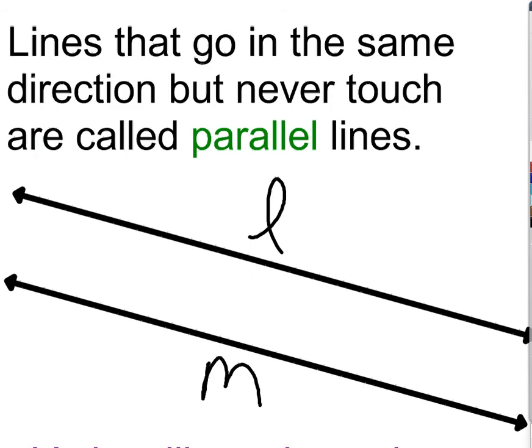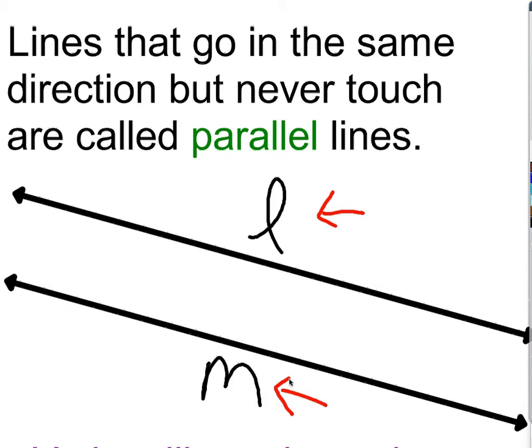Okay, next term. I like to think of train tracks. Lines that go in the same direction but never touch each other are called parallel lines. So a lot of times when we designate lines, we will use lowercase. So in this case, lines L and M are parallel.